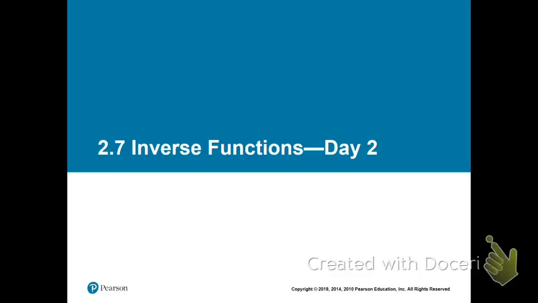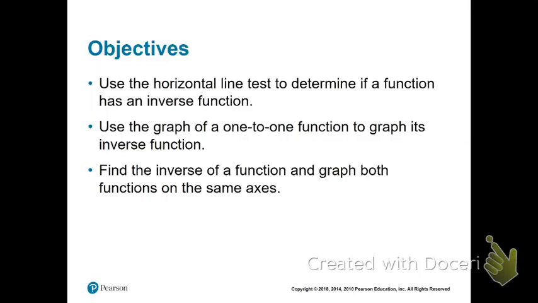Right, 2.7, day 2. For this part of the lesson, we're going to use the horizontal line test to determine if a function has an inverse function. We're going to use the graph of a one-to-one function to graph its inverse function. And we're going to find the inverse of a function and graph both functions on the same axes.